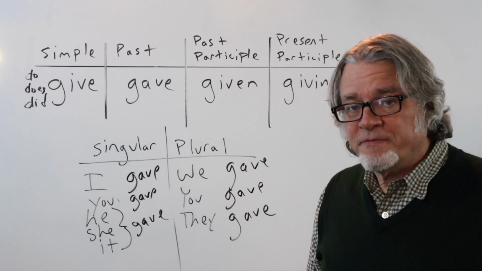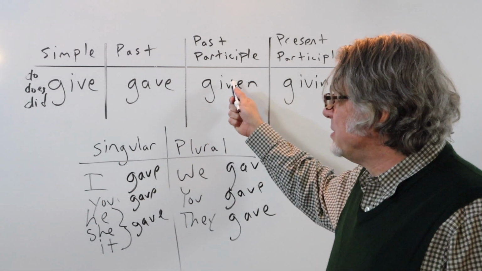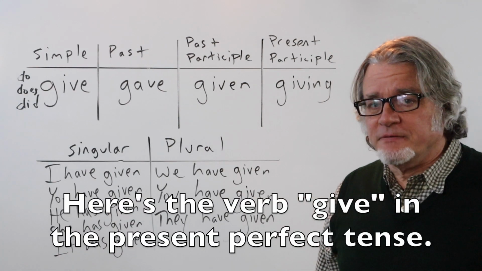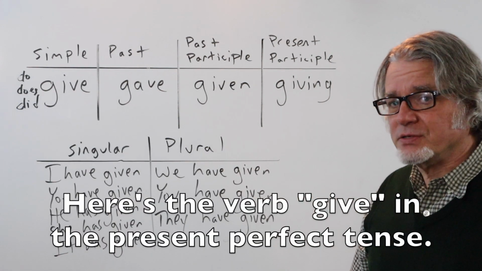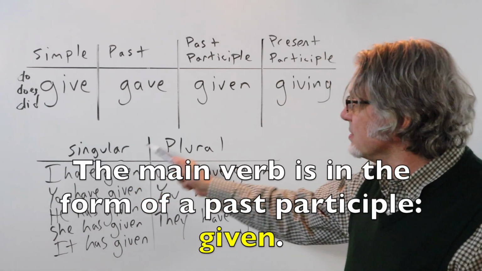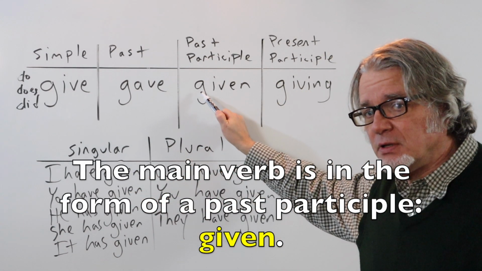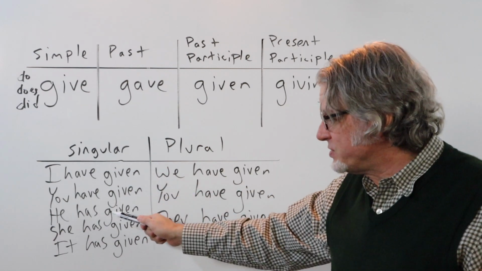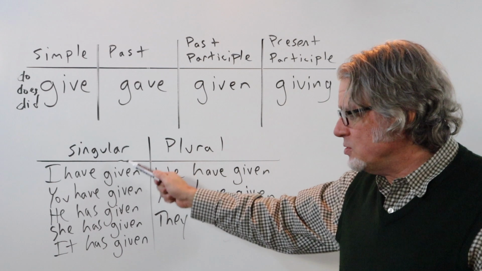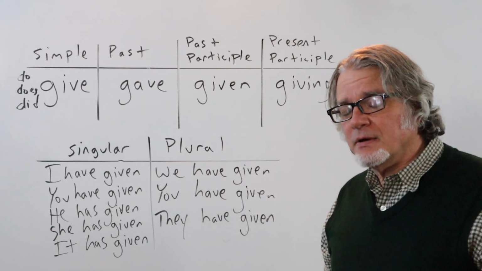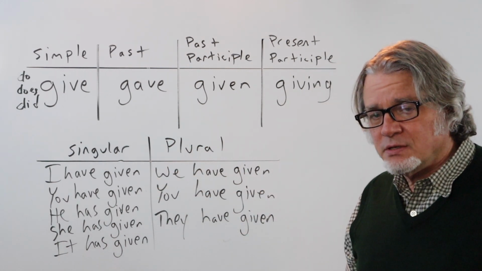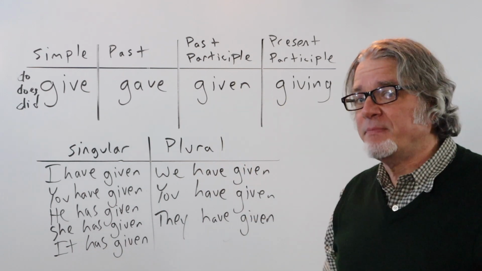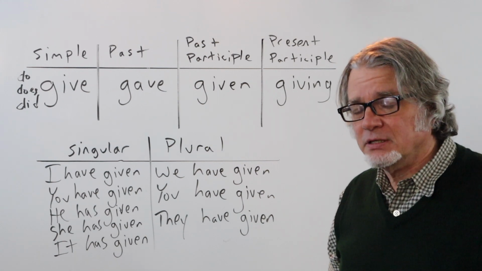If it's in the present perfect tense, then the main verb is in the form of a past participle. Here's the verb give in the present perfect tense. The main verb is in the form of a past participle, given. I have given, you have given, he has given. It's all using the same main verb, which is give. But it takes the form of a past participle, given.